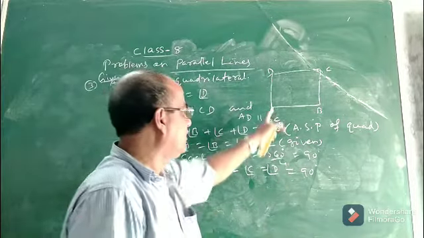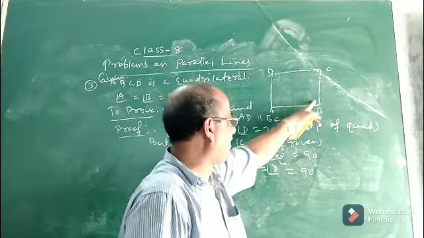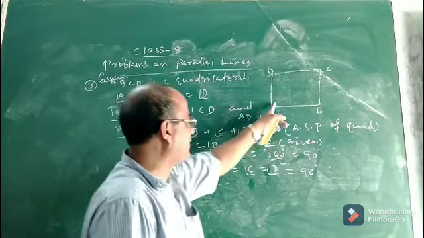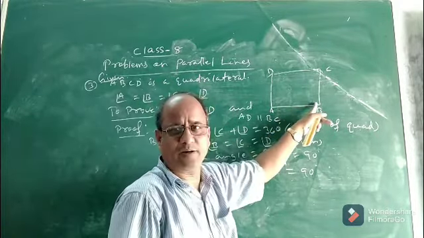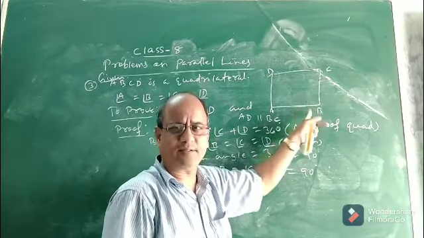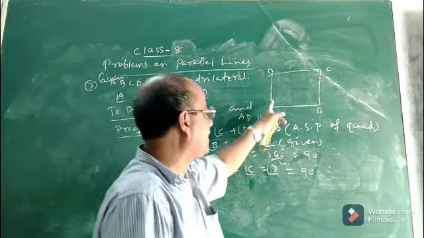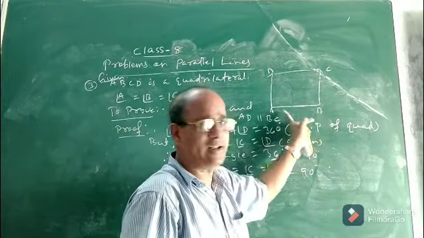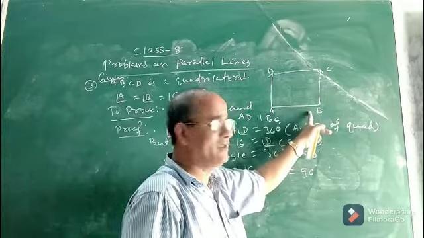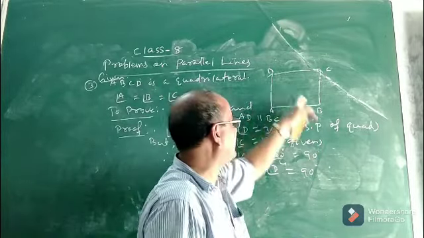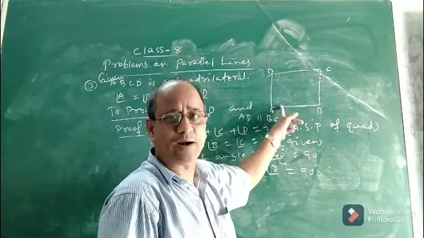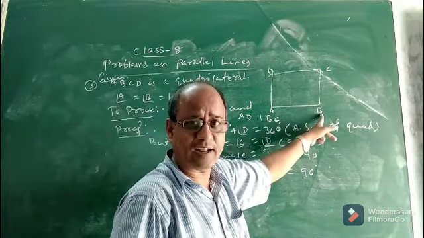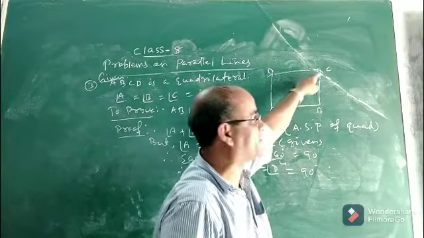Let us see how. Now see children, angle A and angle B both are 90 degrees. Then their sum A plus B will be 90 plus 90, that is 180 degrees. Now if A plus B is 180 degrees, look at the line segment AB, it joins AD and BC. What I mean to say, children, is that AB will be the transversal, because AB is joining AD and BC.